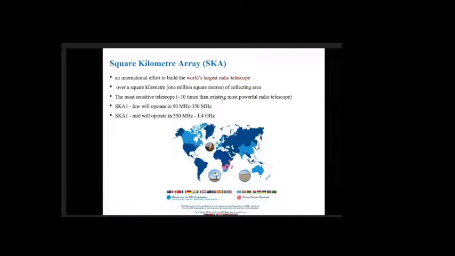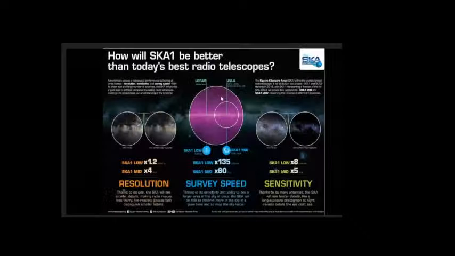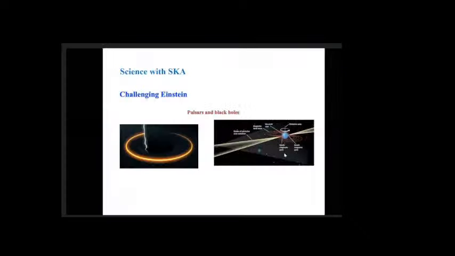So just to compare how big it is, it has actually 135 times more survey speed than the current best telescope, and the sensitivity is 5 to 8 times more than the best telescope available at present. So you see, it's a very big telescope, very useful telescope. And what are the science goals? There are many science goals, but let me highlight a few.